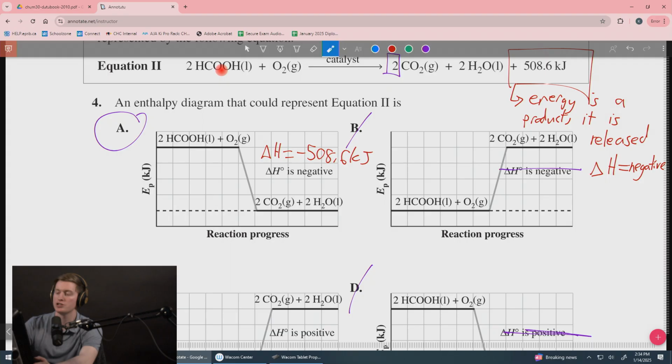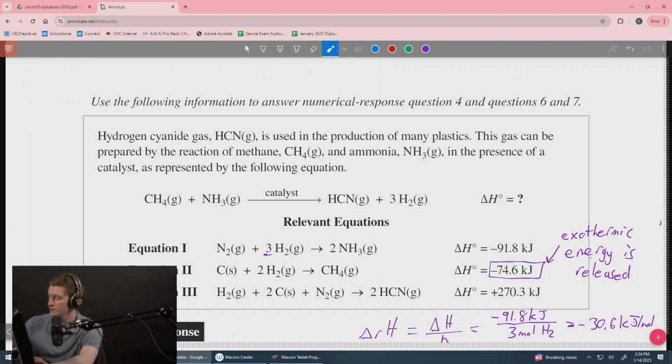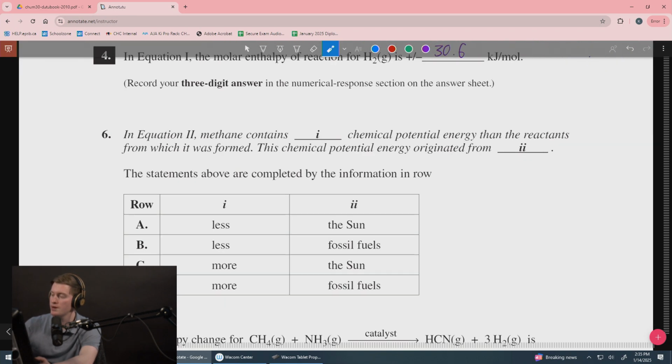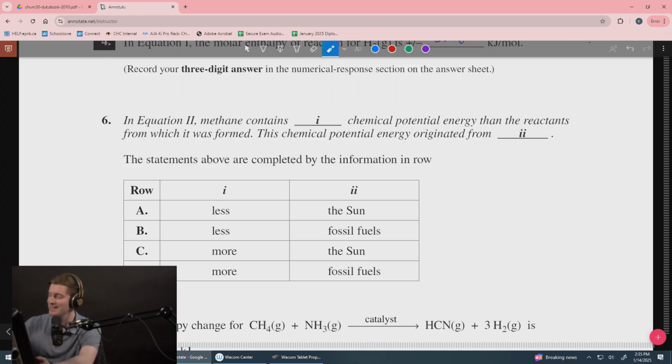This is equation number 2 from this question, where you can see that the potential energy of our reactants is higher than the potential energy of our products. This has a negative delta H, which means it's exothermic, which means that the potential energy of our product is less than the potential energy of the reactants, because energy was released that had to come from the chemicals themselves. So in equation 2, methane contains less chemical potential energy than the reactants from which it is formed, because methane is a product.